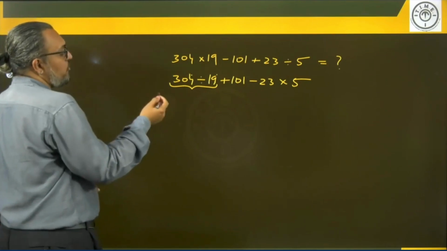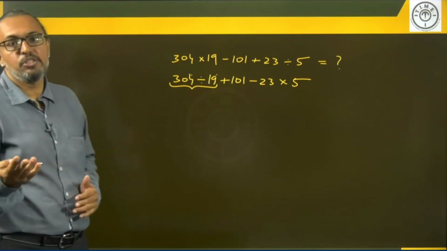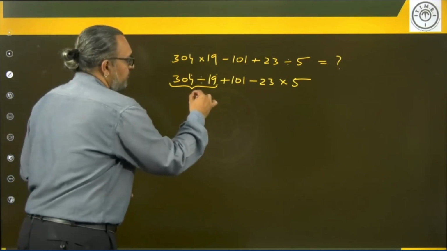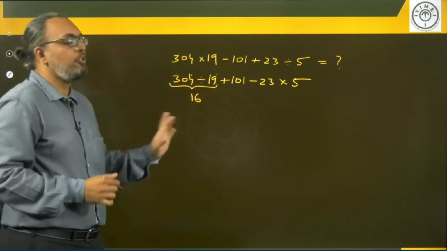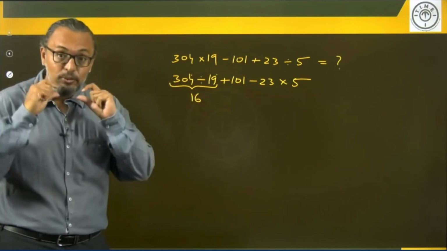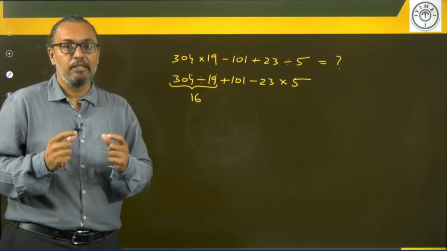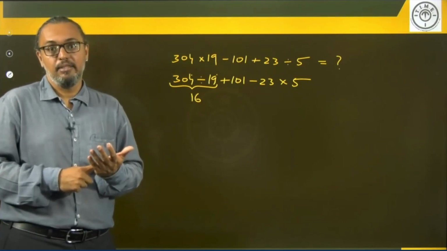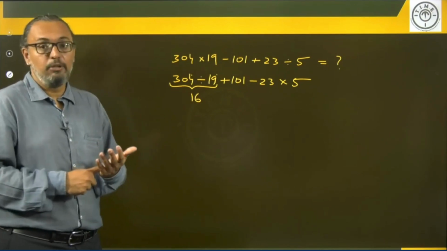So what is 19 into 16? 20 into 16 is 320. I need 304, so 19 into 16. That is how you have to do the approximations. That is why you need confidence when you are doing manual calculations. Practice manual calculations compulsorily. Understanding the point? Then only it becomes easier.